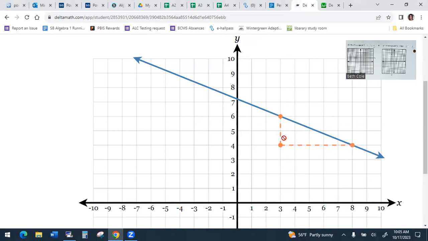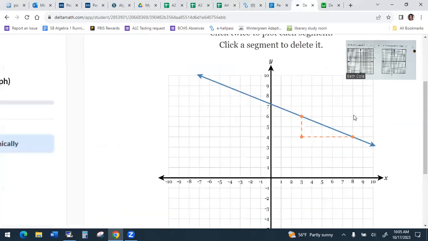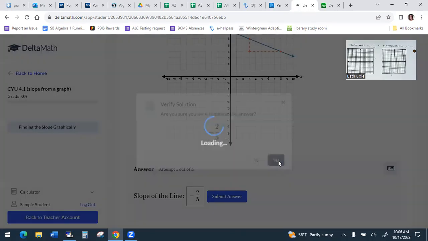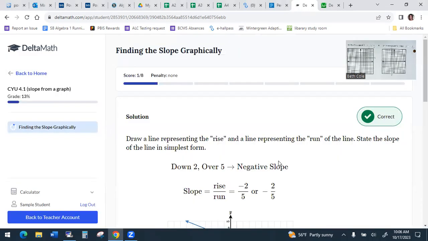Then you write the answer. How much down did we go? 2. So -2, and then 1, 2, 3, 4, 5. So -2 over 5 is the answer. I'm going to type in -2 over 5, submit. Do you understand how to do it? You're just going to practice a bunch of those, okay?